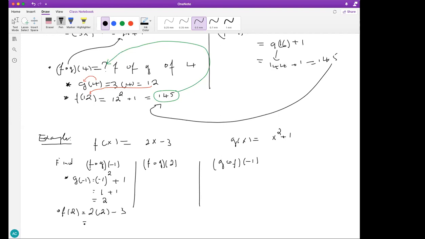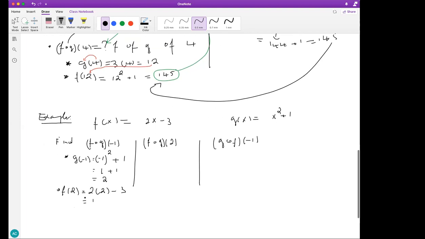Which is basically 1. So the second evaluation is what answers the question. The second value is the answer. So you have to evaluate twice. So this is equal to 1.